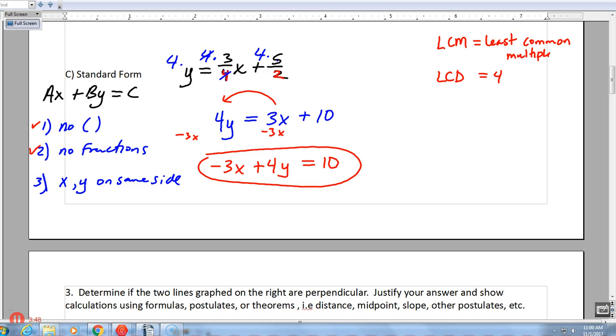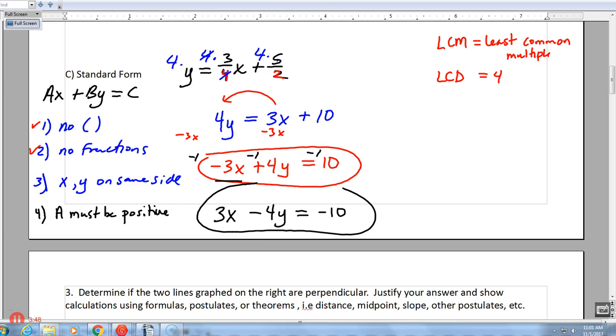Now, some textbooks and some people put an extra criteria on here that says, hey, A must be positive. So if that happens and there's a test and you don't see this as the answer, one thing you could do to make this x term right here positive is you could multiply through by a -1, and that will basically change the sign of everybody. And now I've fulfilled that last criteria that some people put on there, where the x value is positive.